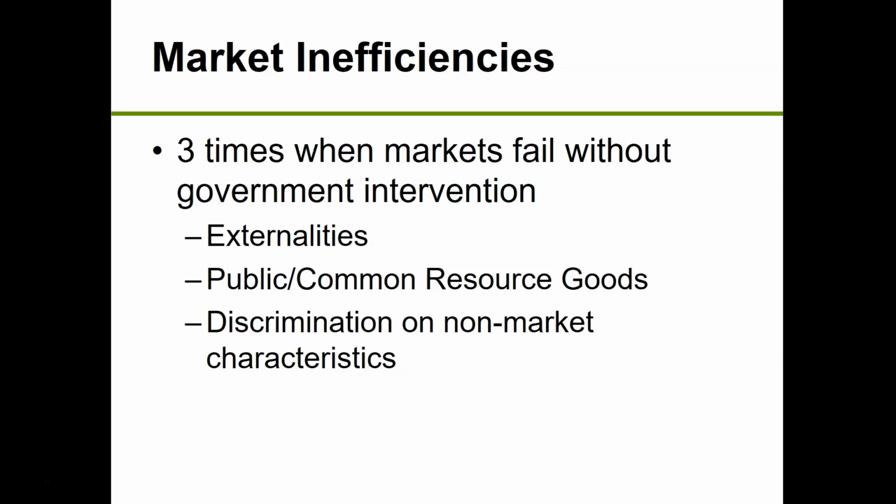So we've discussed so far in this chapter three times when markets fail or are inefficient without government intervention. We've talked about externalities, we've talked about public and common resource goods, and the last one is one that I actually add in here. It's not in the Mateer and Coppock textbook, but I think it's an important market inefficiency to discuss, particularly in light of current events, and that is discrimination on non-market characteristics.